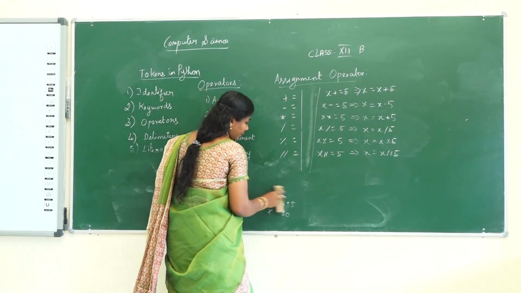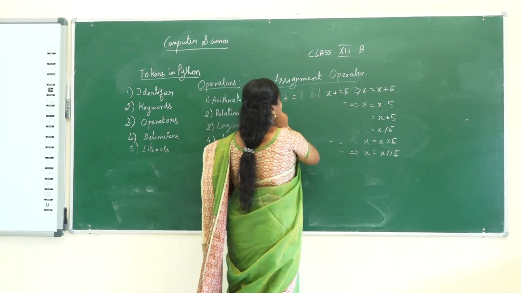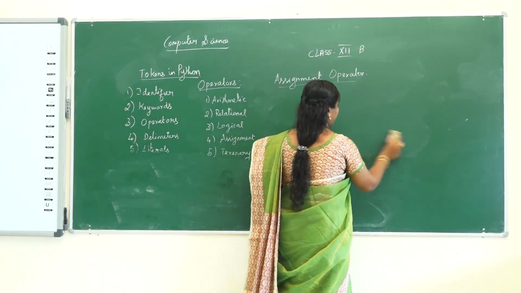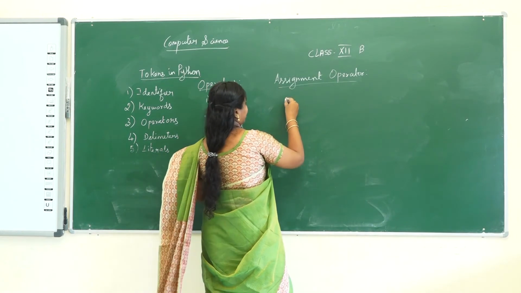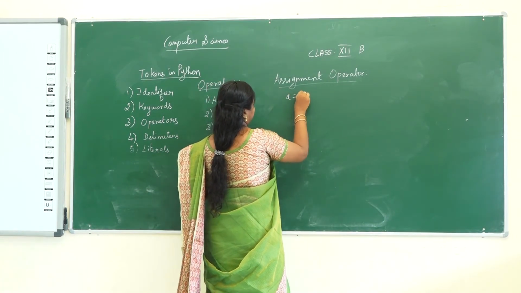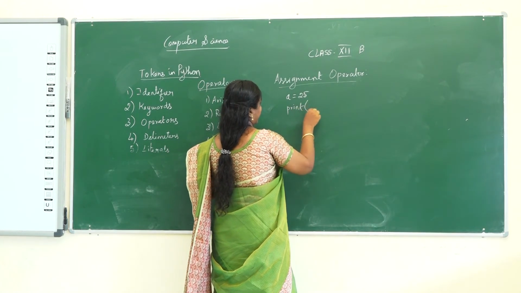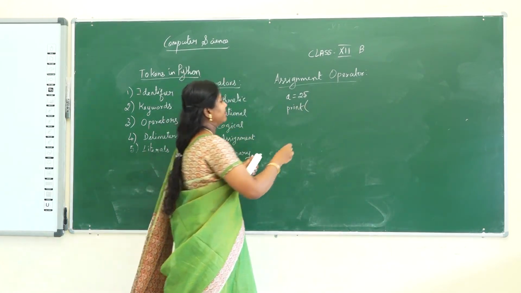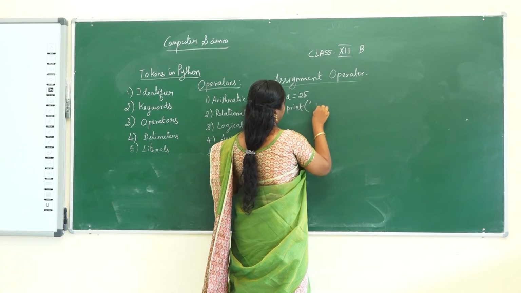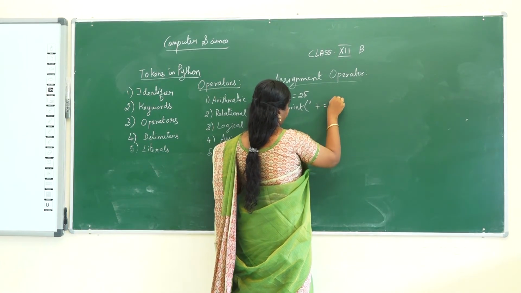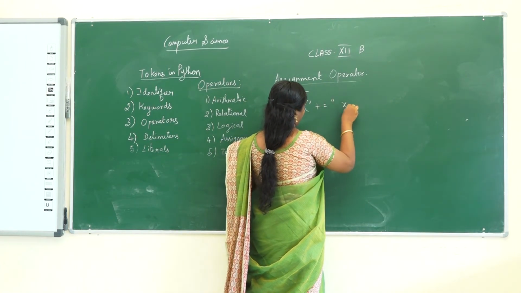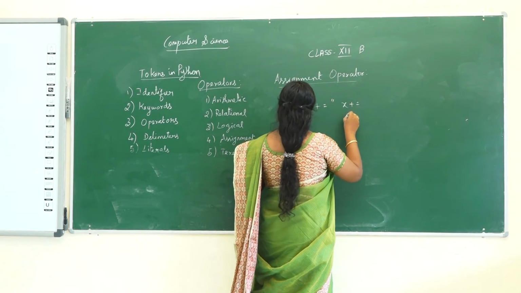Now we will see it in the program. a is equal to 25, print, plus equal to, so x plus equal to, okay.